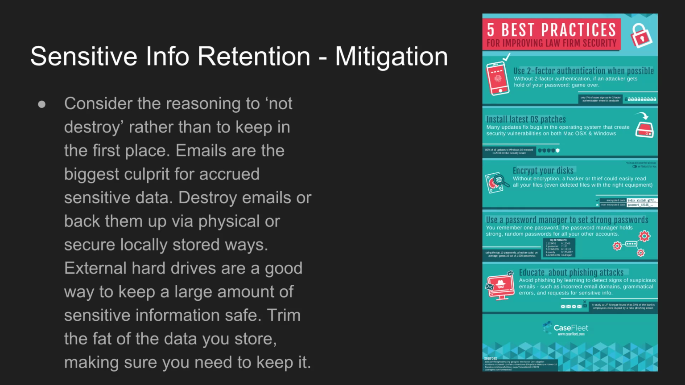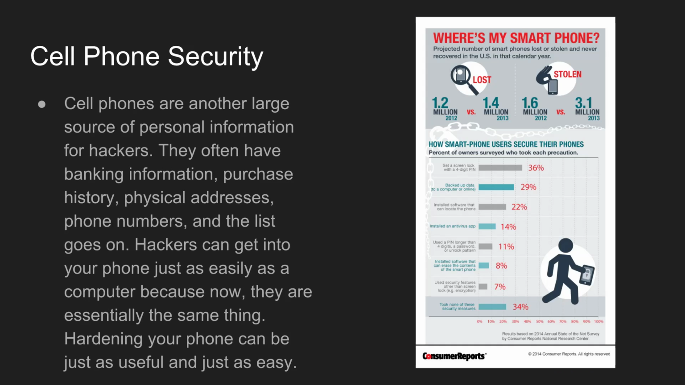So a good way to mitigate this is to consider adopting the reasoning to destroy rather than to keep the information in the first place. Emails are a huge culprit for accrued sensitive data. Destroying them or backing them up via physically secured means is a great way to do this, such as an external hard drive. This way you can keep a large amount of information safe, and it is a lot easier to keep a note card sized object safe in your pocket rather than all of this information being online anyway.